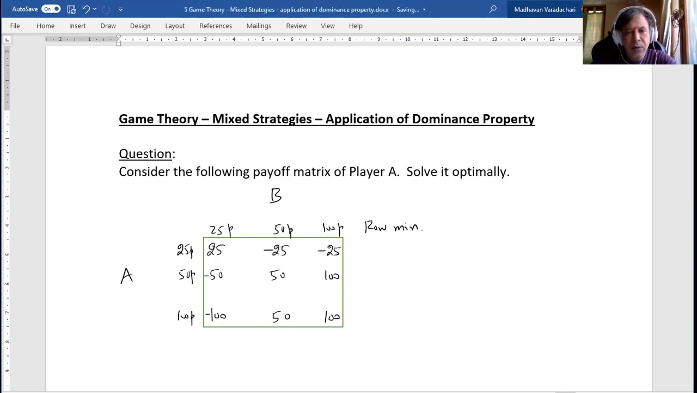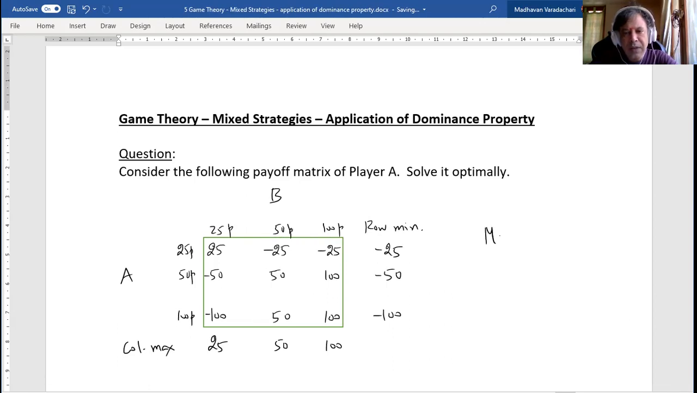So let us find the row minimum. First row minimum is minus 25. Second row, the minimum is minus 50. Third row, the minimum is minus 100. Then column maximum. First column, the maximum is 25. Second column, the maximum is 50. Third column, the maximum is 100.